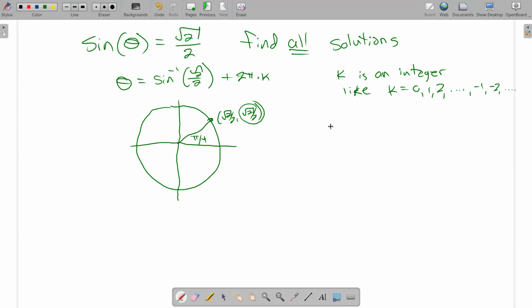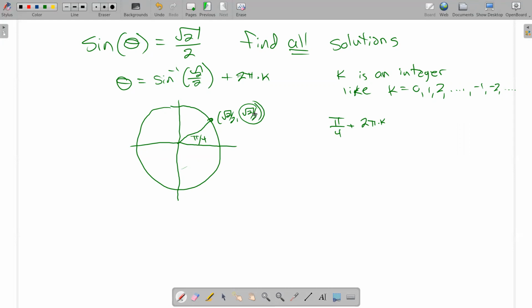So the inverse function here is going to say pi over 4. So one set of solutions is pi over 4 plus any multiple of the period. So that would be 2 pi k. So k could be 0, which means that solution. K could be 1, which means go around once and then stop there. K could be 2, go around twice and stop there. If k was -1, that would mean go backwards till you get there.